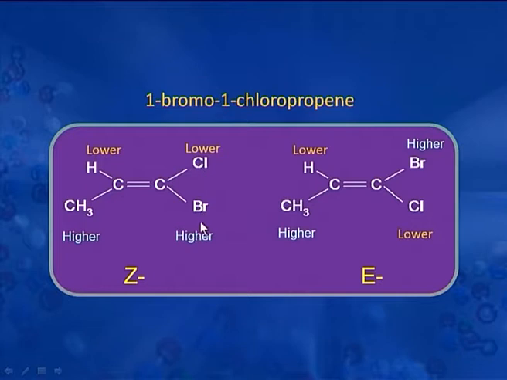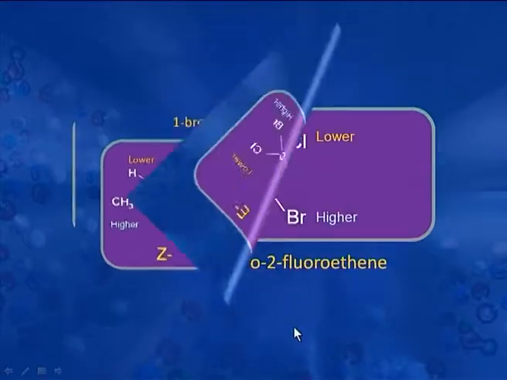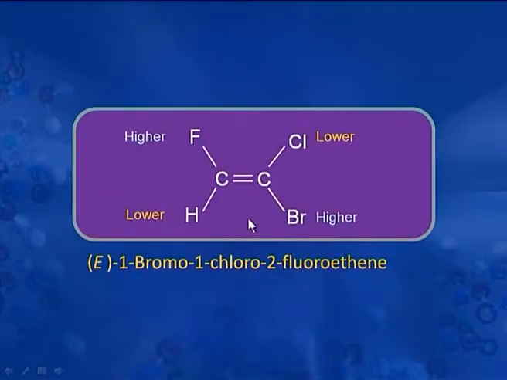So, what we find in this particular configuration is that the two groups getting the higher priority are on the same side. So, this isomer is assigned the Z configuration. Similarly, in the other isomer, we find that the groups getting the higher priorities are across, in the opposite directions. So, this isomer is assigned the E configuration. Let us take another example. Say we have 1-bromo, 1-chloro, 2-fluoroethene. There are 3 halogens.